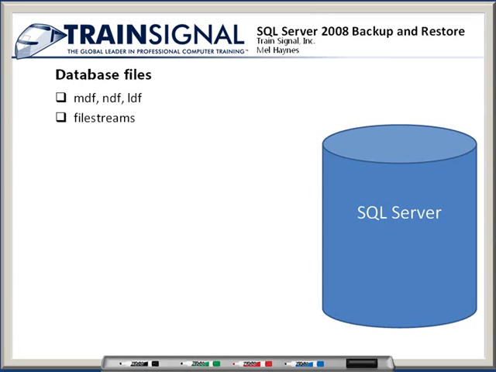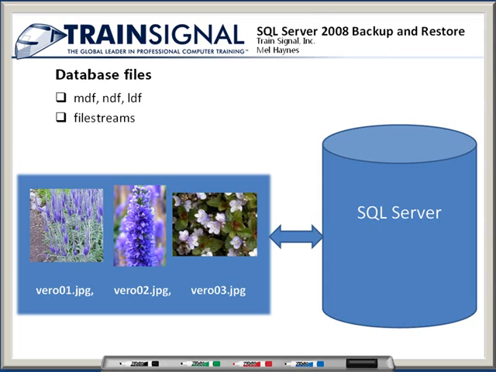What else is included? File stream data. SQL Server 2008 allows you to store pictures or sound bites or other types of non-textual information or large objects, right? In your data hierarchy, not necessarily in the physical database files, and then interact with the data using T-SQL. That is also backed up, which is kind of cool. So when you say back up the database, you're getting your MDF data, you're getting your NDF data, and you're getting your file stream information. Way cool. All that's included for free.